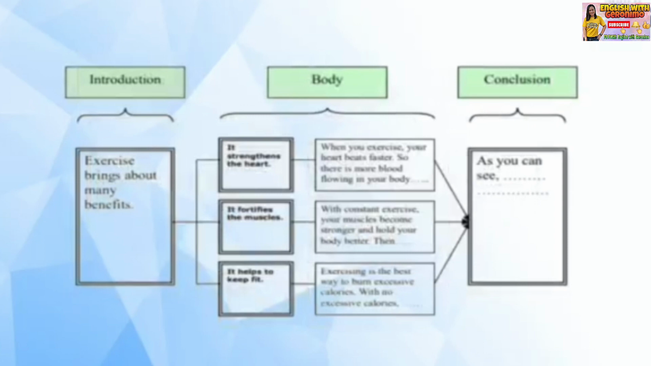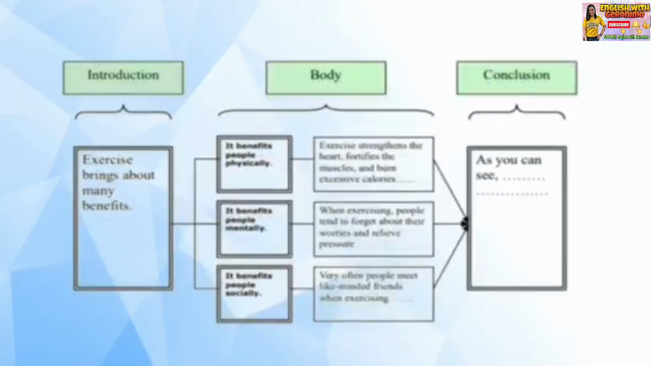To make the categorization a logical one, the student must think of a principle of organization to follow first. She may focus simply on physical benefits. In this case, the benefits could be number 1, exercise strengthens the heart. Number 2, exercise fortifies the muscles. Number 3, exercise helps us to keep fit. The principle of organization is different parts of the body. Following this principle, we may derive a graphic organizer like this.